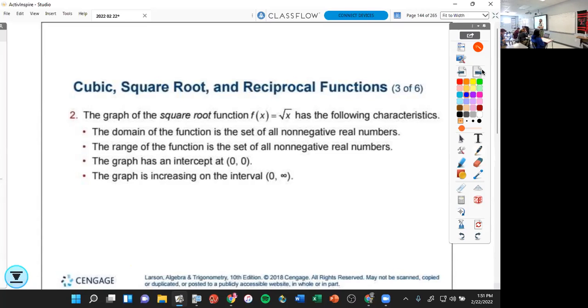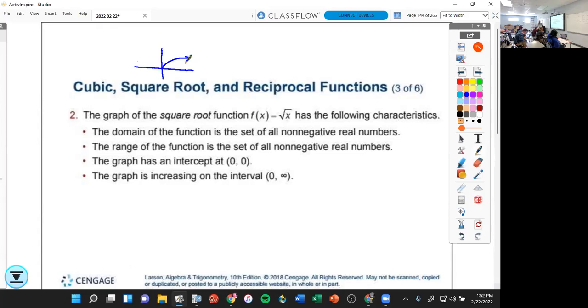What's it look like? What's the square root function look like? I'm testing memories, and our memories are failing us. No. Then it wouldn't be called a square root, would it? Yeah, it's basically half a parabola. So the square root function looks like this. It's kind of half of a parabola, sideways.